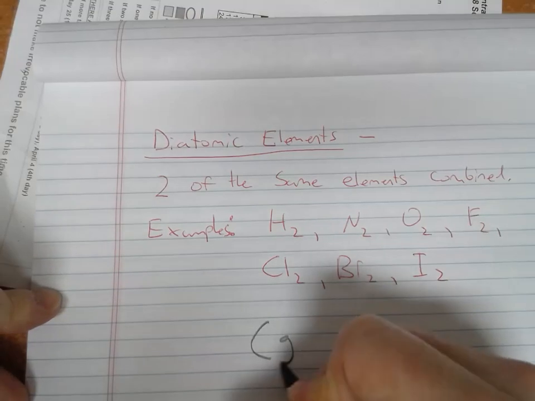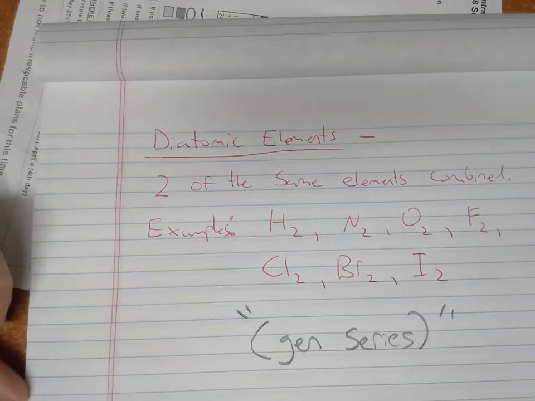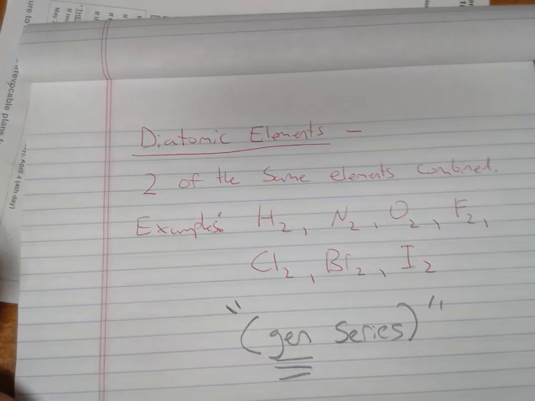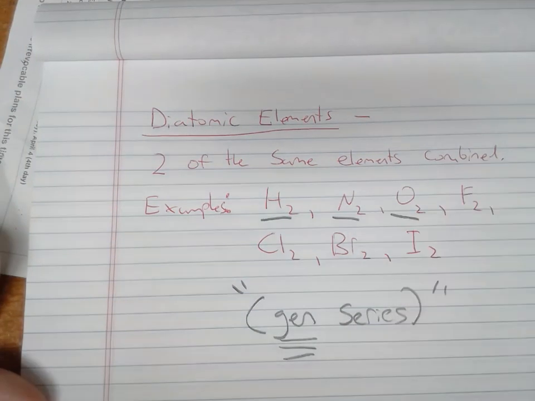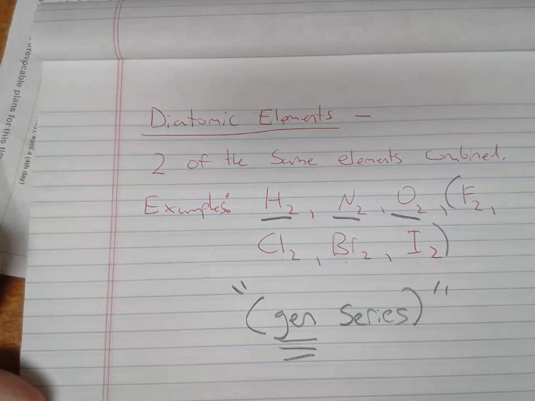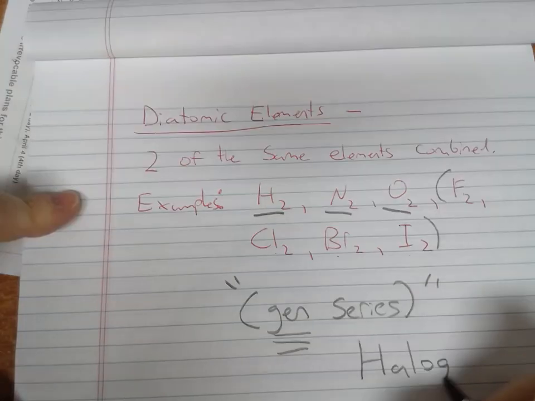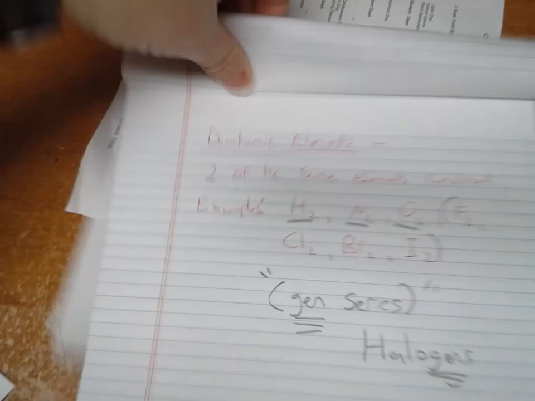I made up a nickname for them. I call them the GEN series. G-E-N. Why G-E-N? Because every element that ends in the letters gen is going to be found in nature as diatomic. For example, this is called hydrogen, this is called nitrogen, this is called oxygen. Now, you might wonder about these other four, fluorine, chlorine, bromine, and iodine. They don't end in gen. They don't, but in the periodic table of elements, they're all found in the same column. Column or group number 17, and group 17 has a name. That name is called the halogens. Therefore, I call them part of the gen series. Fluorine, chlorine, bromine, and iodine are halogens. They're gens.